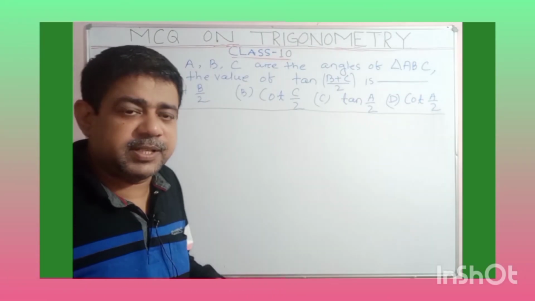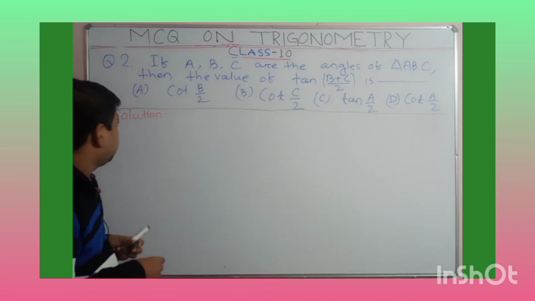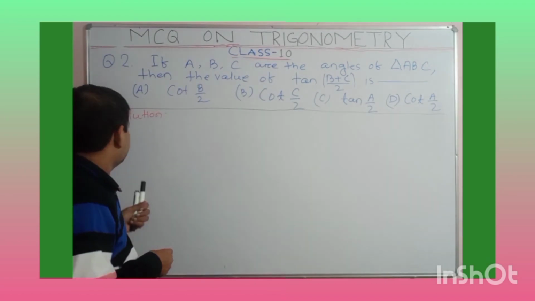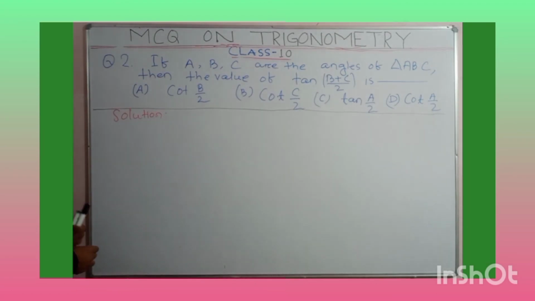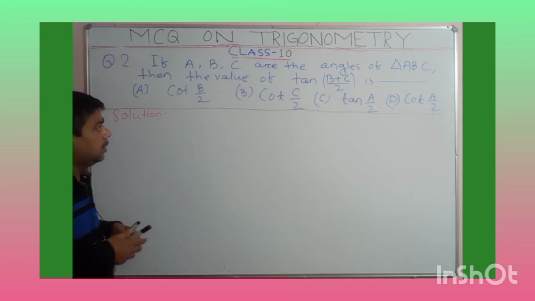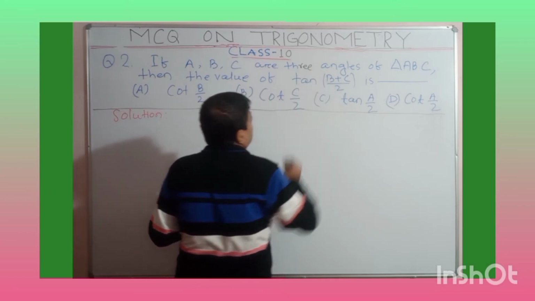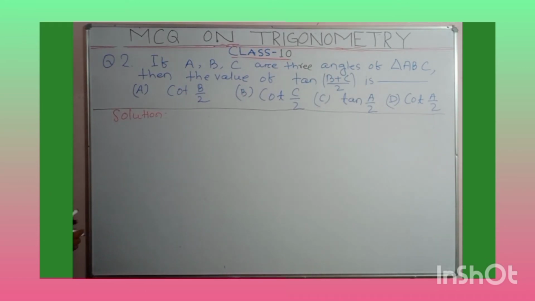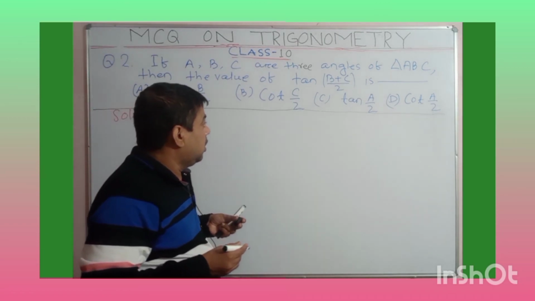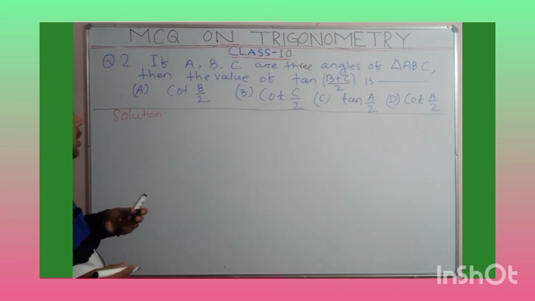So question number 2 I am discussing here. It is an MCQ question based on trigonometric ratios of your standard 10 math. Here the question is: if A, B, C are the three angles of triangle ABC, then the value of tan (B plus C) upon 2 is: option A, cot B upon 2; option B, cot C upon 2; option C, tan A upon 2; and option D, cot A upon 2.